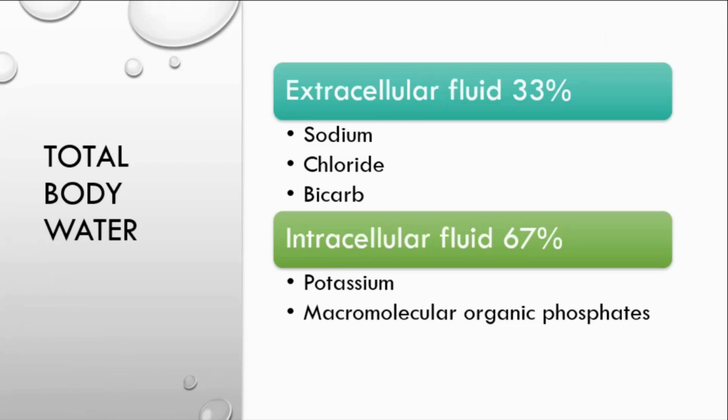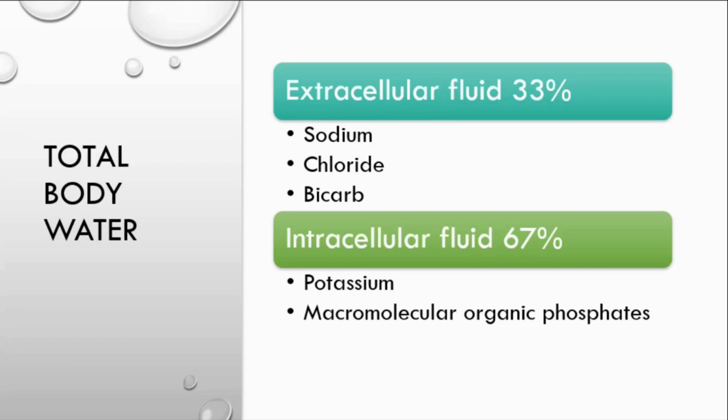Our total body water is made up of the extracellular fluid, which is usually about a third of it, and intracellular fluid, about two thirds. In the extracellular fluid, the major ions are sodium, chloride, and bicarb. The intracellular fluid is mostly potassium, and then the macromolecular organic phosphates. The relative size of the compartments varies with age, so the ECF is increased in infants and younger children compared with older patients.